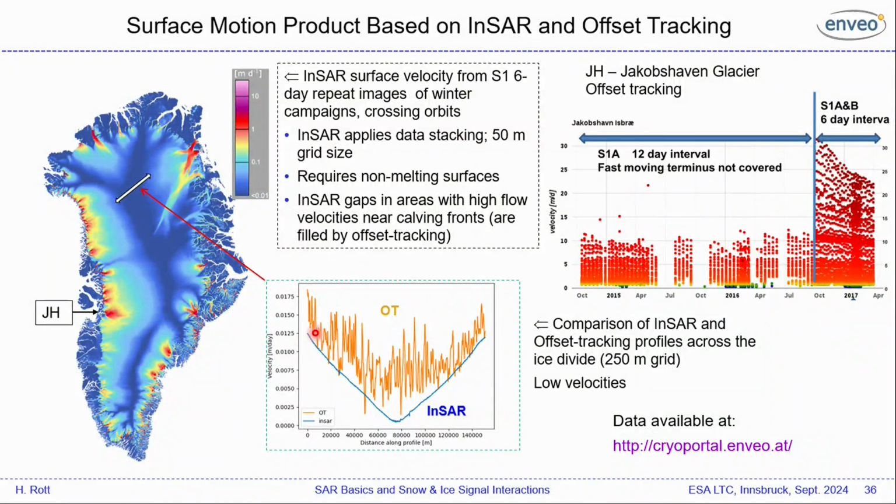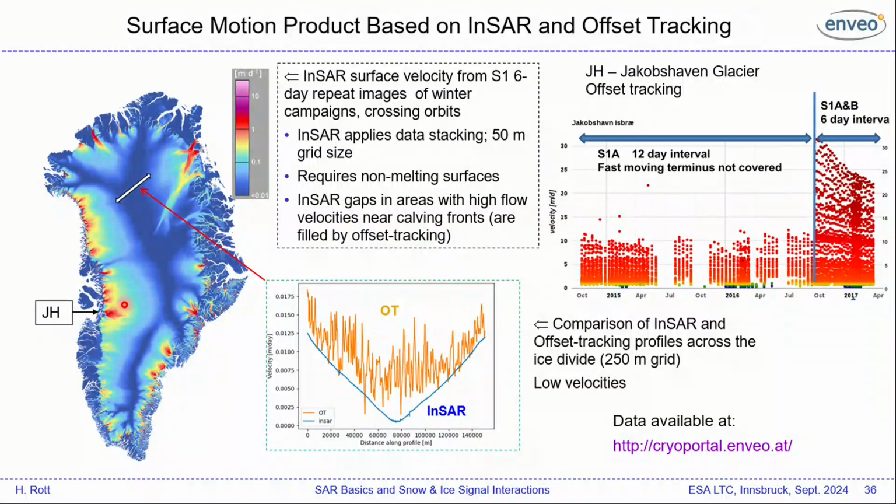This up and down is the offset tracking signal, OT, along the ice divide, which is matching of pixels. And the motion is extremely low, about 1 centimeter per day at this point. And this is the InSAR, which is very smooth, which just shows the much better accuracy of the 6-day repeat pass, also, for example, for defining the location of the ice divides.